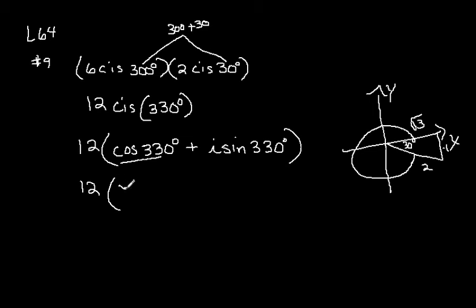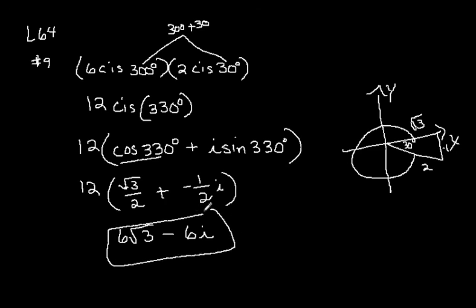It's all going to be positive. Square root of 3 over hypotenuse plus, and then we're going to have a sine of that, which is going to be negative 1. I guess I didn't need to keep that. Negative 1 over 2. And so we're going to distribute the 12, and we get 6 square root of 3 minus 6. And I do believe that is the final answer for this in rectangular form.